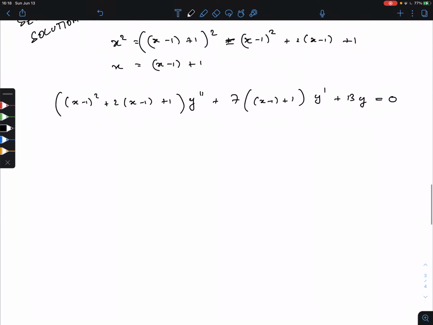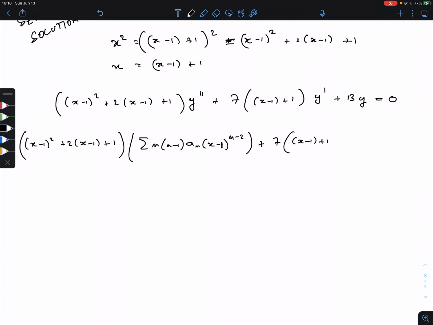And now I'm going to have to plug in the derivatives. I'm going to do my derivatives in my head because this is always the same, right? So I hope it's clear for everybody that this is just the double derivative. Plus 7 times x minus 1 plus 1 times the summation of n a n x minus 1 to the power n minus 1, just a single derivative, plus 13 times the summation of a n x minus 1 to the power n. Okay, we expand.